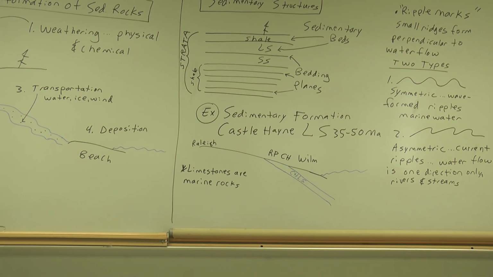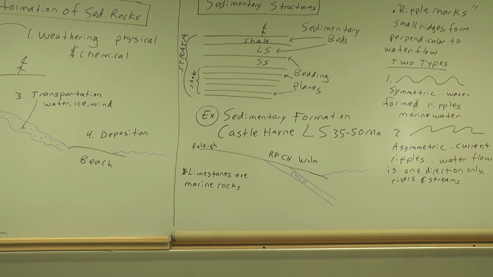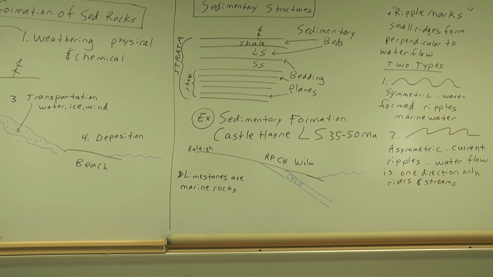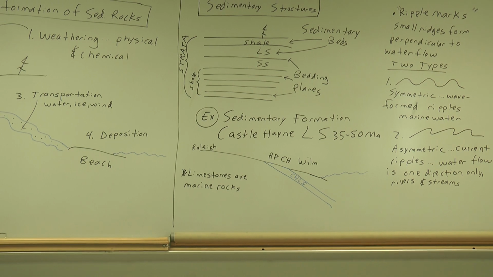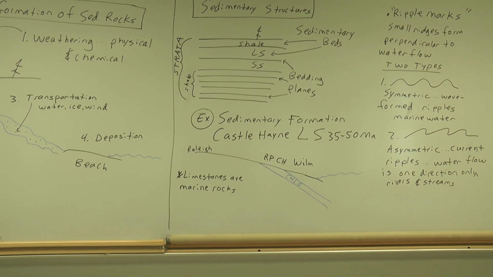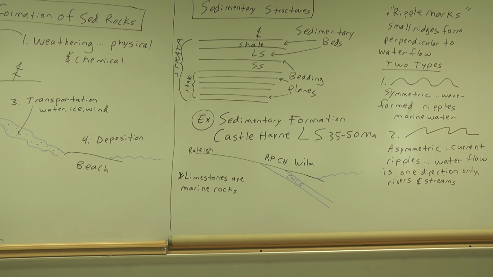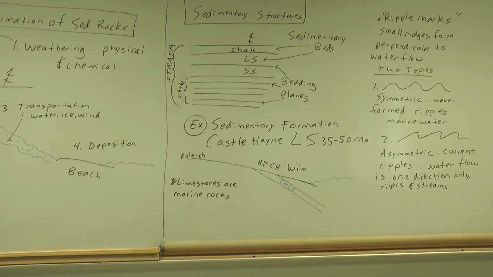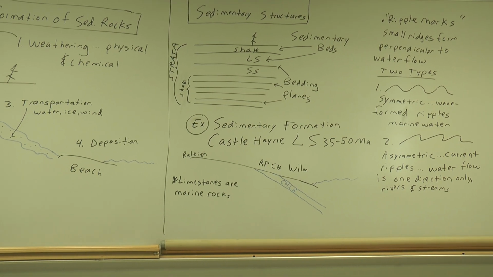Let's let you think about that for a few seconds. Looking at where we find the Castle Hayne limestone today, and taking into account that limestones are marine rocks, sea level was higher back then during the Eocene. Okay, how do we know that? Because it deposited a bunch of limestone further inland than sea level is today.